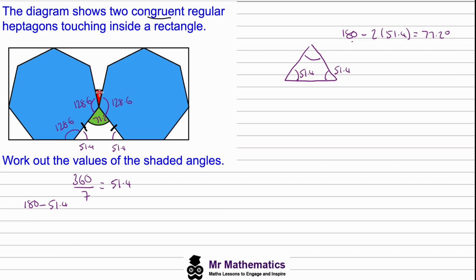We can now work out this red one as 360 take away two interior angles, take away the green angle 77.2, and this will give us 25.6 degrees. Okay, so in this example, it was all about putting different angle properties together to solve a bigger problem. We're going to attempt something similar in our next example.